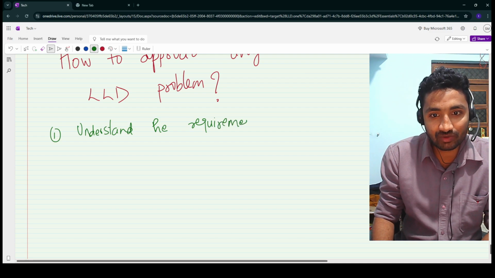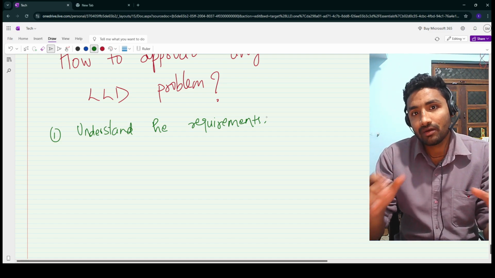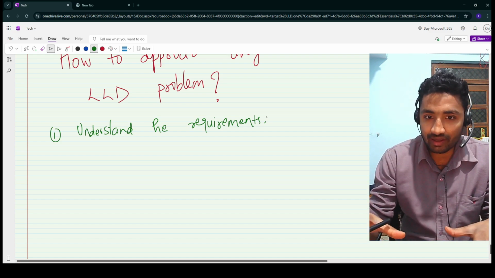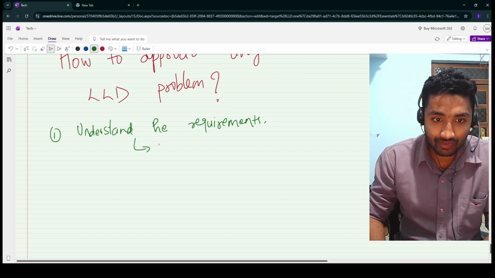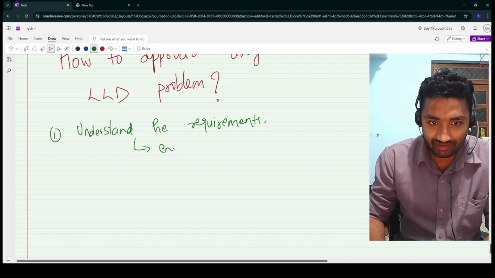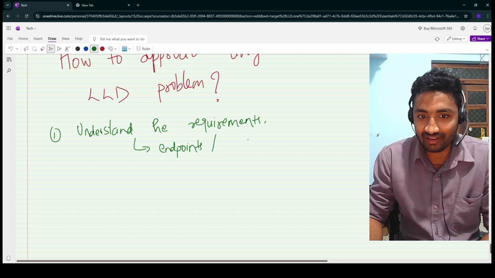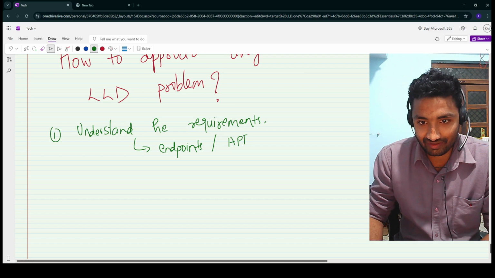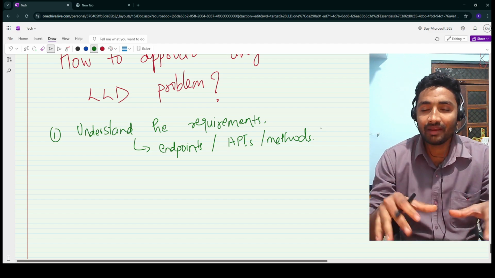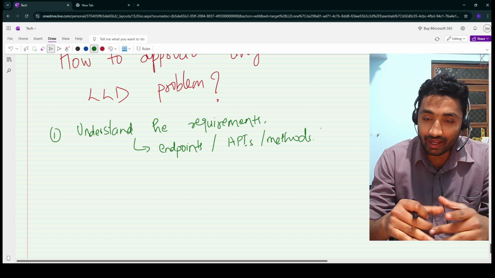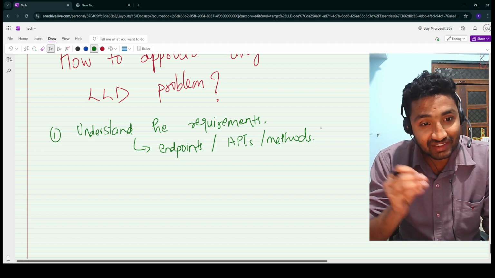कि सबसे पहले तो हमको समझना है कि what is the requirements, and requirements को अगर कोड में हम लोग if you map, right, so these essentially are our endpoints, or for LLD these are APIs or methods. कि ये बेसिकली आपको बताएगा कि what APIs और methods you have to expose. So सबसे मेन चीज़ यही है.